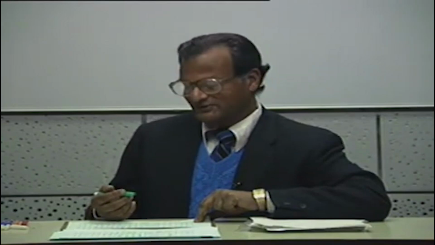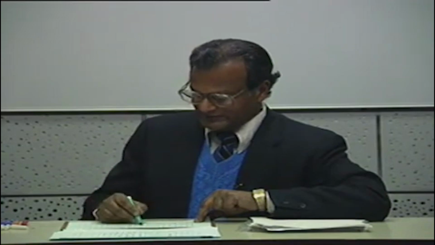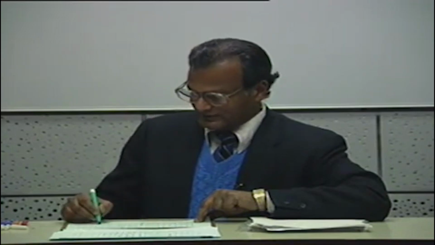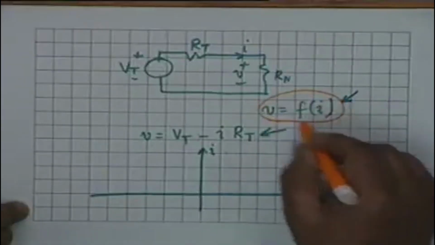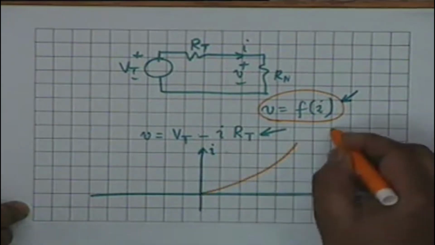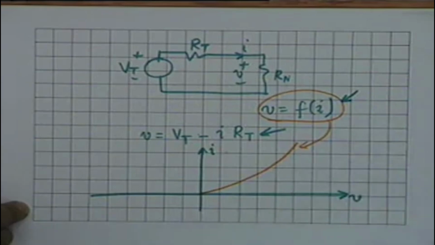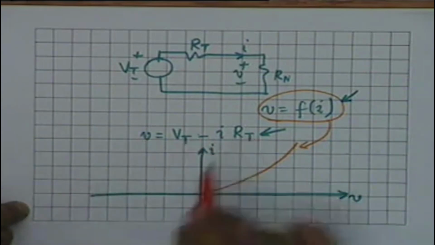Alright. So how do we solve this? We solve it graphically. That is, what you do is you make a plot of V and I. Let us say that this nonlinear relationship is like this, V equal to f(I), and suppose small v equal to Vt minus I Rt.